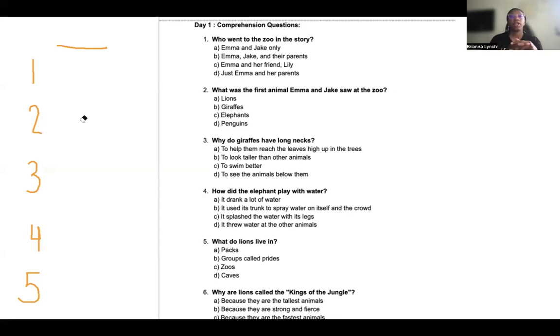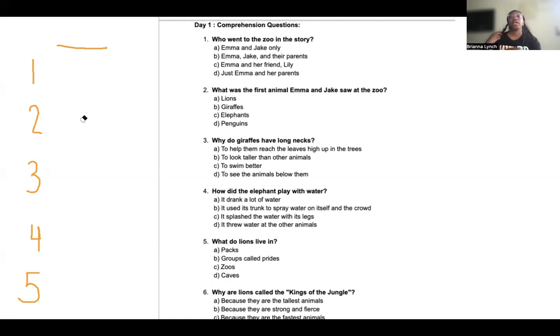If we read number one, who went to the zoo in the story? Our options are Emma and Jake only, Emma, Jake and their parents, Emma and her friend Lily, or just Emma and her parents. Number two, what was the first animal Emma and Jake saw at the zoo? Now I have to think about that as I'm reading. Was it the lions, giraffes, elephants, or penguins? We're just going to keep this in the back of our mind. I'm only going to do 1 through 6 with you today, and then you're going to do 7 through 10 by yourself.